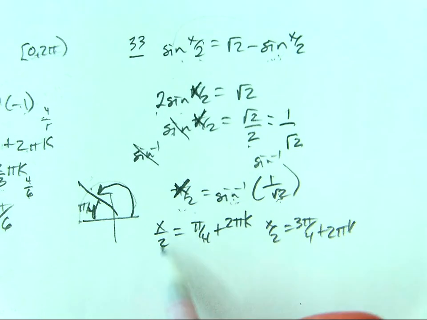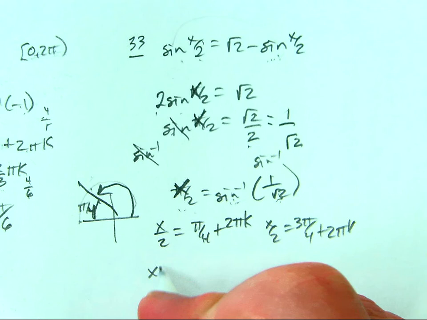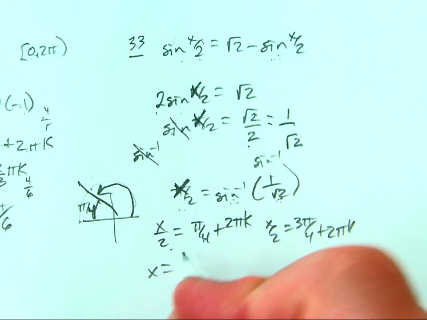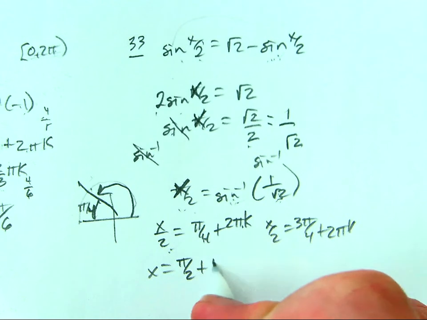Now we want to solve for x, so we need to get rid of the divided by 2, so we multiply by 2. 2 times π over 4 is 2π over 4, which is π over 2. 2 times 2πk is 4πk.